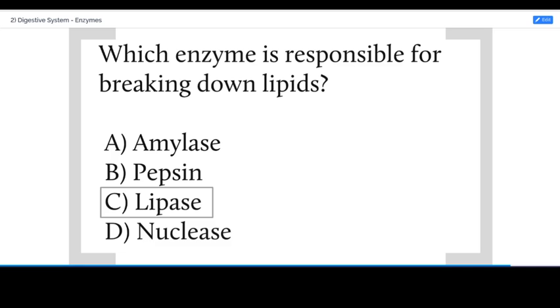Lipases break down lipids. Some enzymes have special names like pepsin that are a little bit old-fashioned and therefore don't use the ASE ending approach. But pepsin is referring to a peptic enzyme, meaning that it's in the stomach.